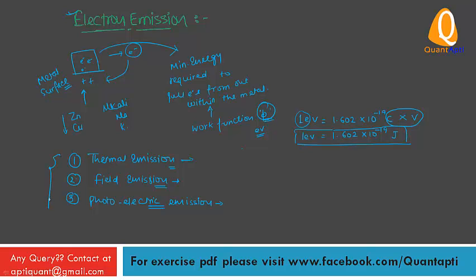These three are the ways of energy being supplied to the metal surface. For what? To pull out the electron from the surface. And the third one is photoelectric emission.